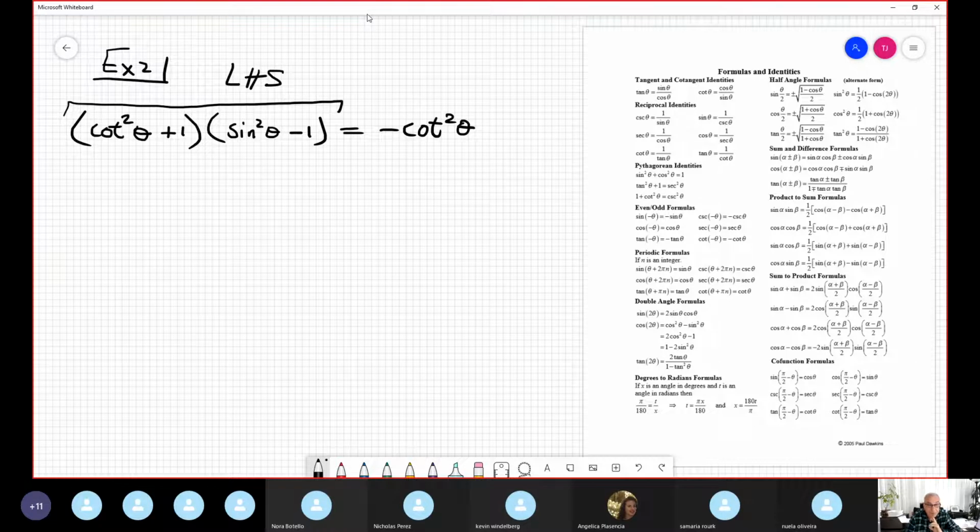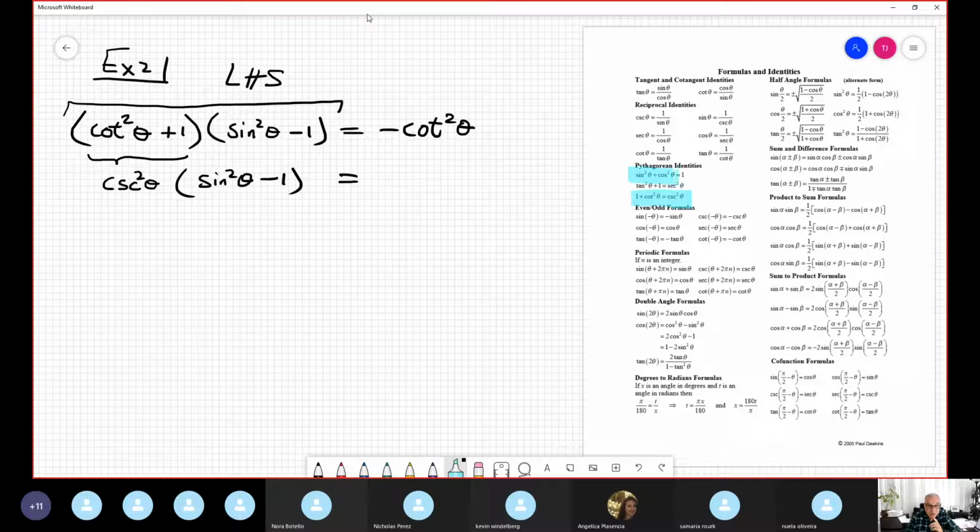Well, the first thing I see is this identity, look: 1 plus cotangent square is cosecant square. So you replace. This guy is cosecant square. Cosecant square theta times sine square theta minus 1, equal the same thing.